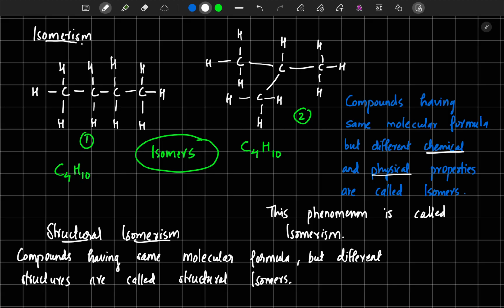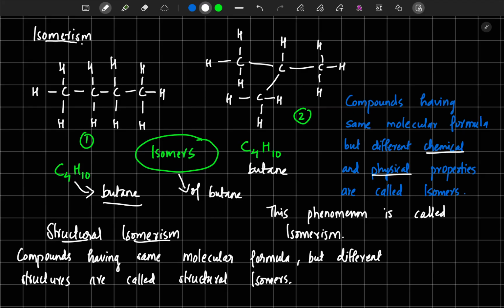So C4H10. The compound name is butane. If you don't know how to name the compounds, you can check the previous videos, where we have discussed it, or the upcoming videos. So this is a butane, this is also a butane. So these are isomers of butane. These both are isomers of butane. So that is all about isomerism.